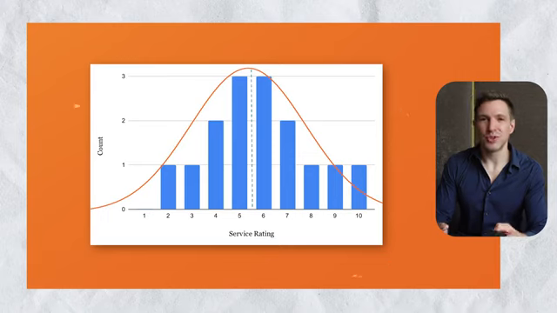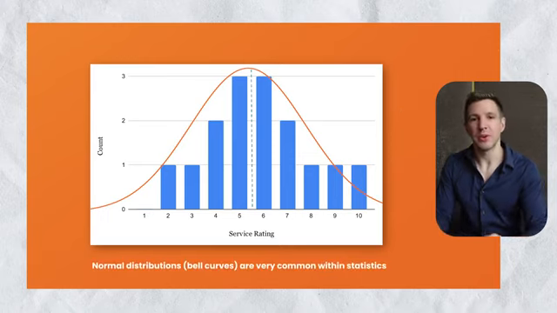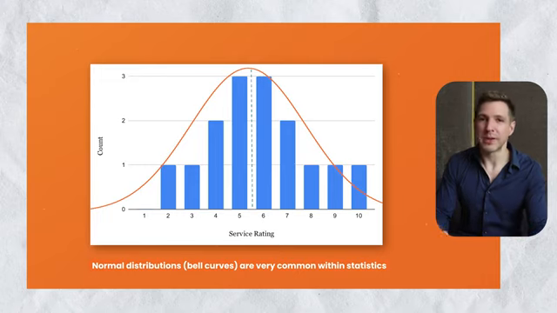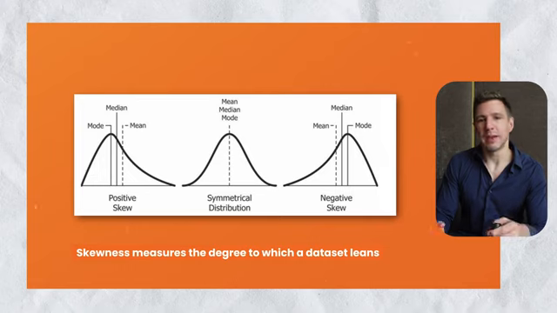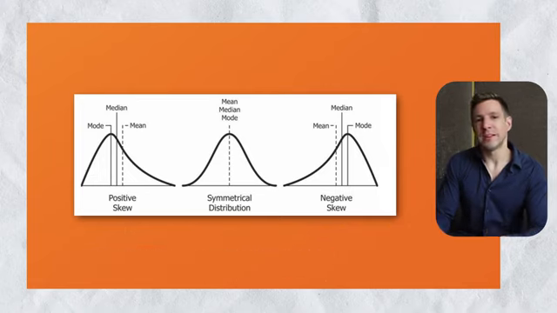As you dive into quantitative data analysis, you'll find that normal distributions and bell curves are very common, but they're certainly not the only type of distribution that you can get. In some cases, data can lean towards the left or towards the right of the chart. This lean is measured using a statistic called skewness. If you look at these 3 distributions, you can see how different mean, median, and mode combinations will affect the skew or the shape of a distribution.